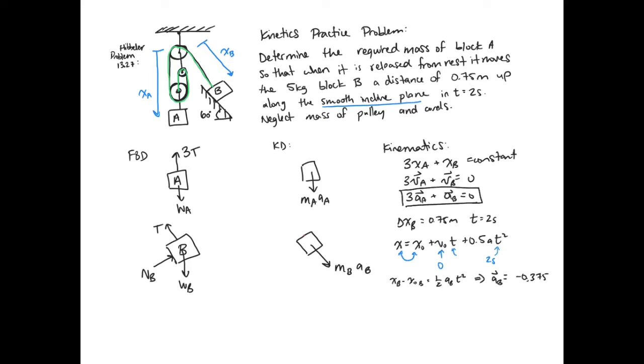That's what we were expecting because we knew that it's moving up the incline, but we had to define our positive direction going down. So that makes sense. So our AB is equal to 0.375 meters per second squared up the incline. From our equation here, 3AA plus AB equals 0, we can find AA. Now we have the acceleration of A is equal to 0.125 meters per second squared.